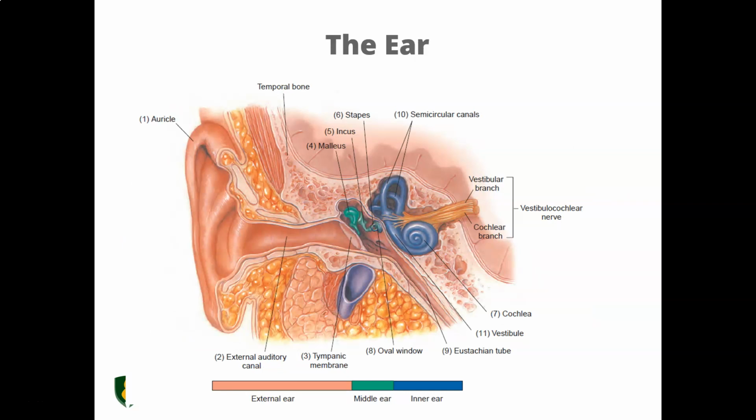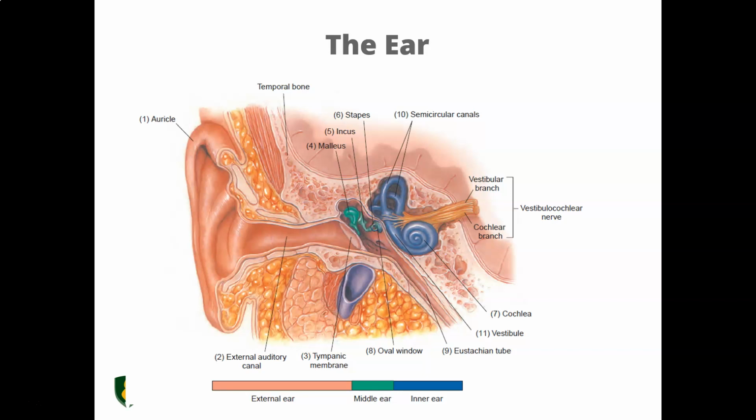Next, we have the ear. The ear is the sense receptor for 2 senses, hearing and equilibrium. Hearing is the function of the cochlea, and this is a snail-shaped structure filled with fluid called the perilymph. The equilibrium is the function of the semicircular canals and the vestibule.